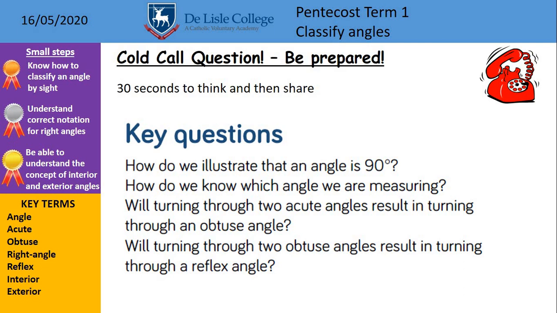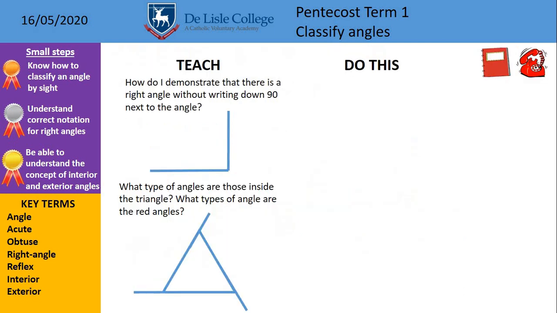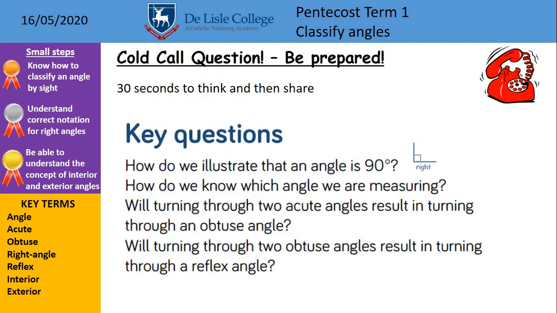So hopefully we're aware how to illustrate that an angle is 90 degrees. Where the two lines meet, you draw in your little square like that to identify it as a right angle. How do we know which angle we are measuring? That's what we've looked at with our terminology to know with our 3 letters, or perhaps it's been very cleverly highlighted on the picture as well. Sorry. And will turning through 2 acute angles result in turning through an obtuse angle?